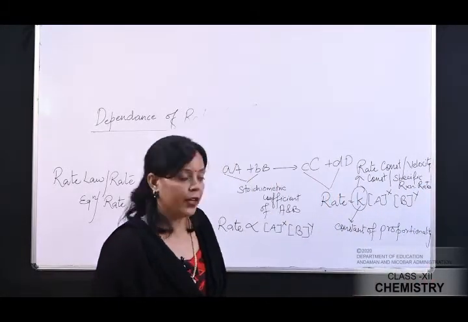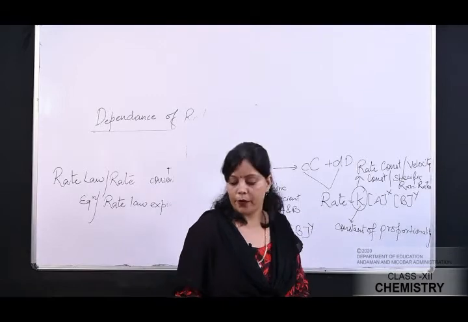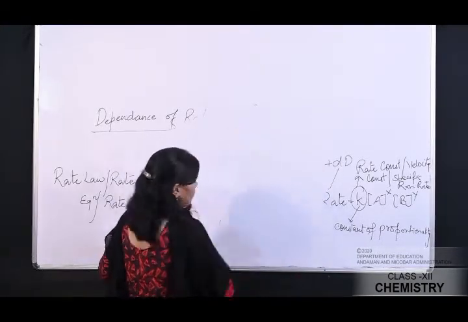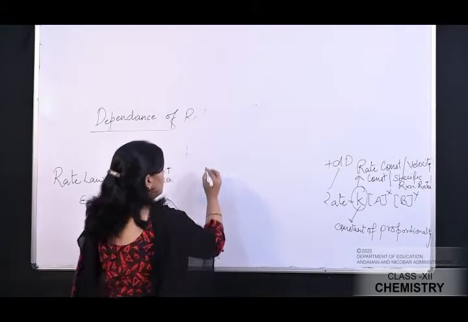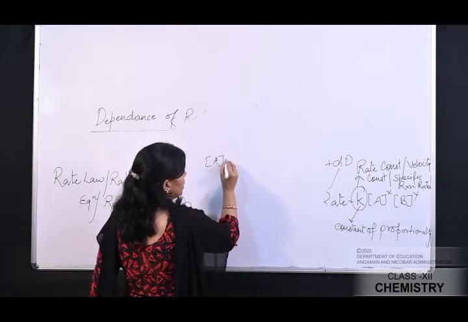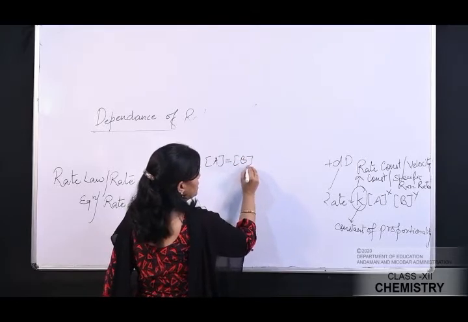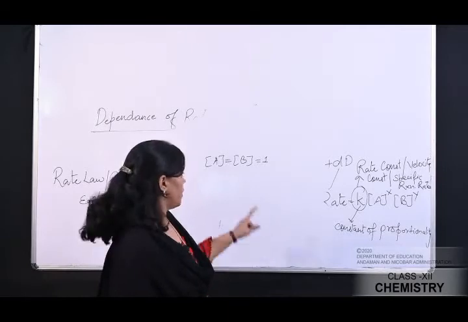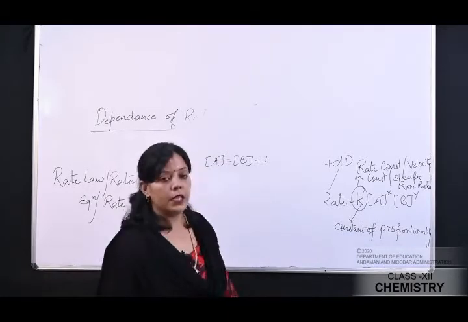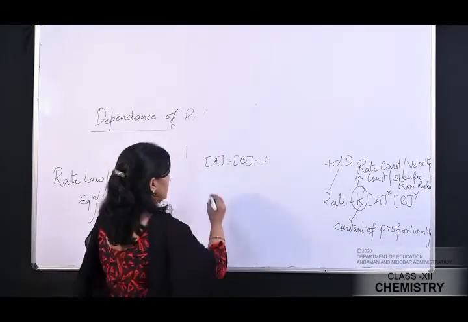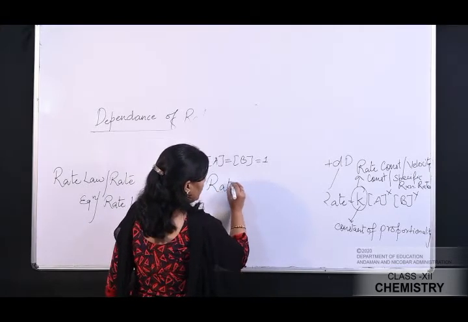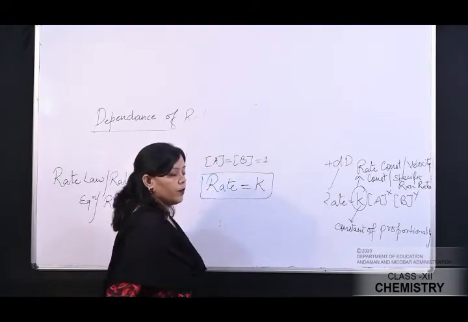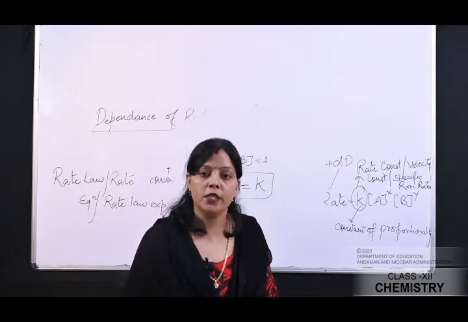Now, how can we define the rate constant for a particular type of chemical reaction? To define the rate constant, we have to take a special condition: when the molar concentration of the reactant is taken as unity, that is 1. When the molar concentration of the reactant A and the reactant B is equal to 1, in this condition, the rate of the reaction is equal to K. This is the rate constant.